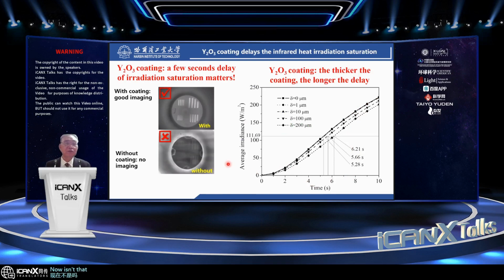Now with that, you see, without coating, you don't get any image. And with the coating, the image is sharp. Also, we notice that if you want to delay the saturation, you can make the coating thicker. Even though from 1 micron to 200 micron you have only a few seconds delay in the irradiation saturation, this few seconds matters a lot.